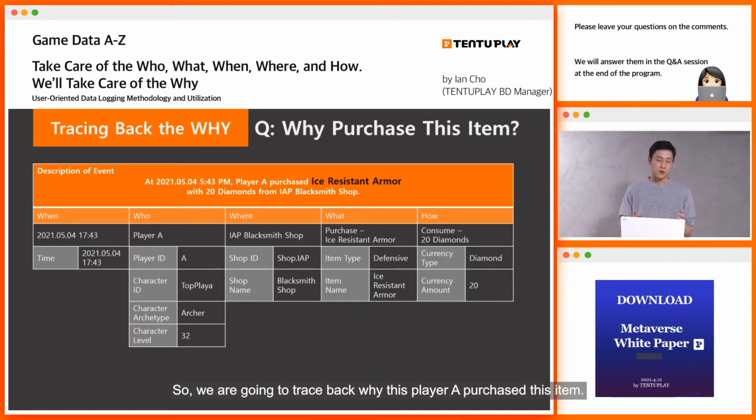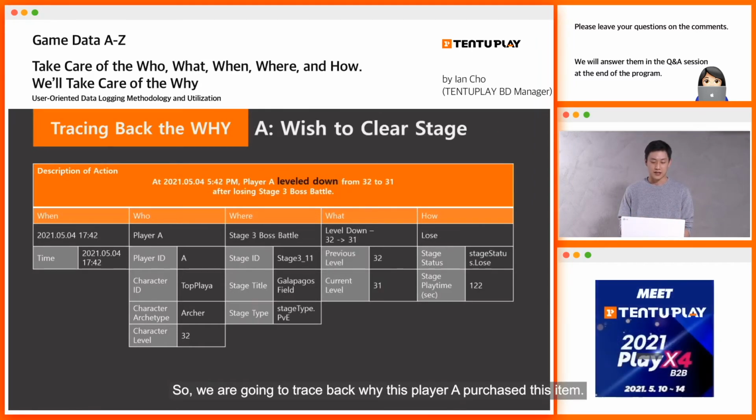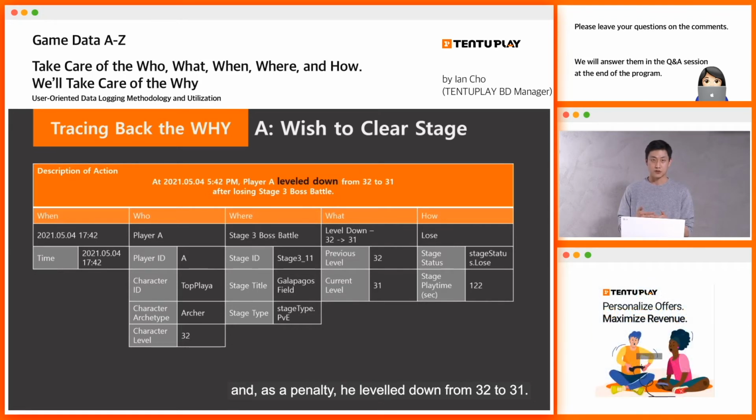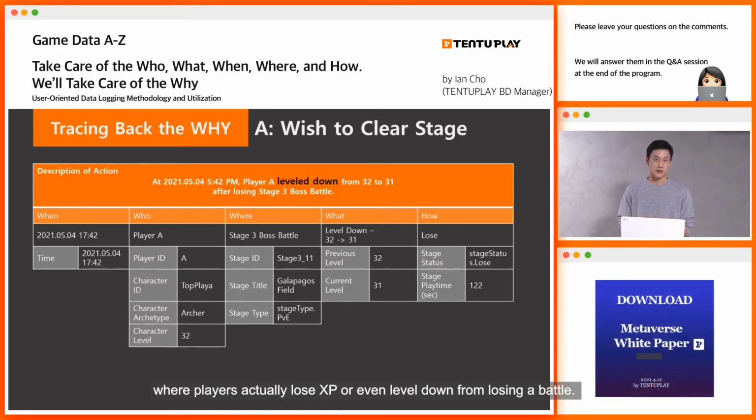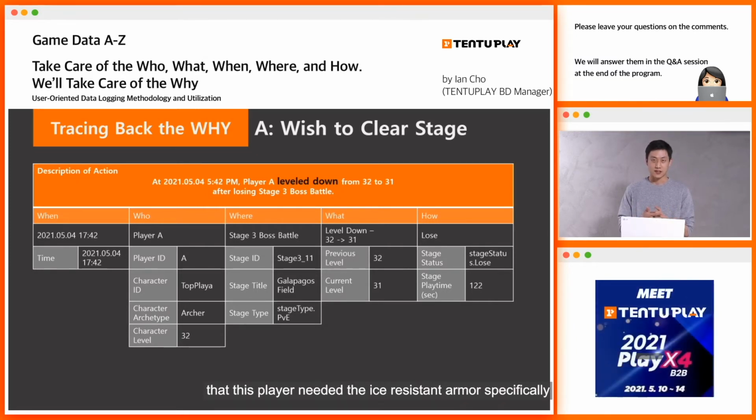So we're going to trace back why this player A purchased this item. A minute before the purchase, player A lost a stage, and as a penalty, he leveled down from 32 to 31. This case may not be common for many of your games, but we have had experience with idle and RPG games where players actually lose XP and may even level down from losing a battle. By knowing this, we gain an insight that this player needed the ice-resistant armor specifically to clear stage 3.